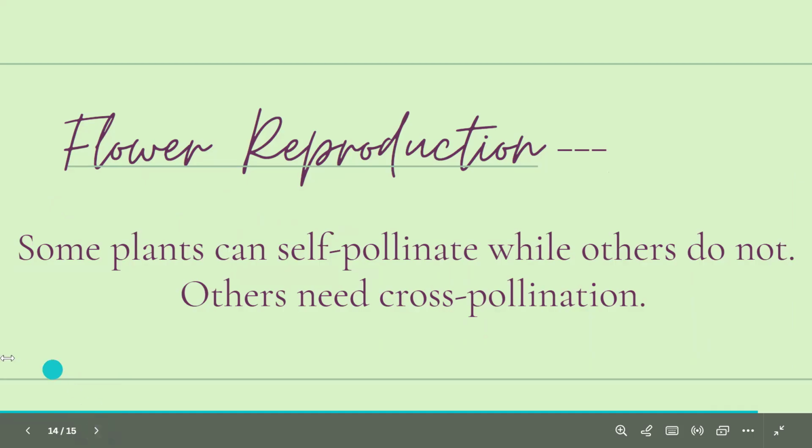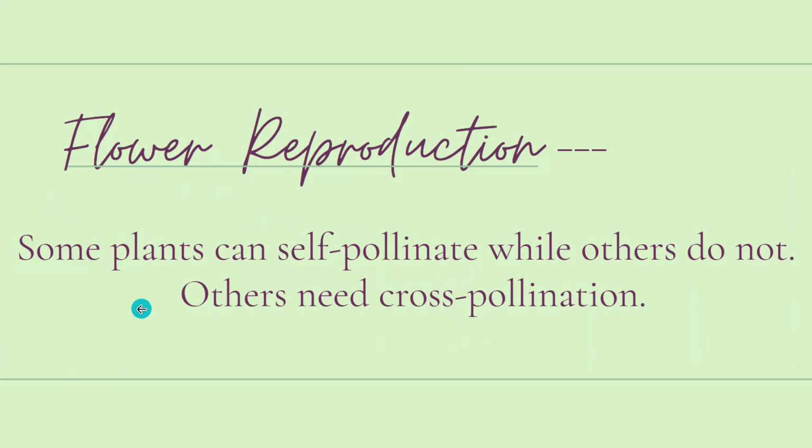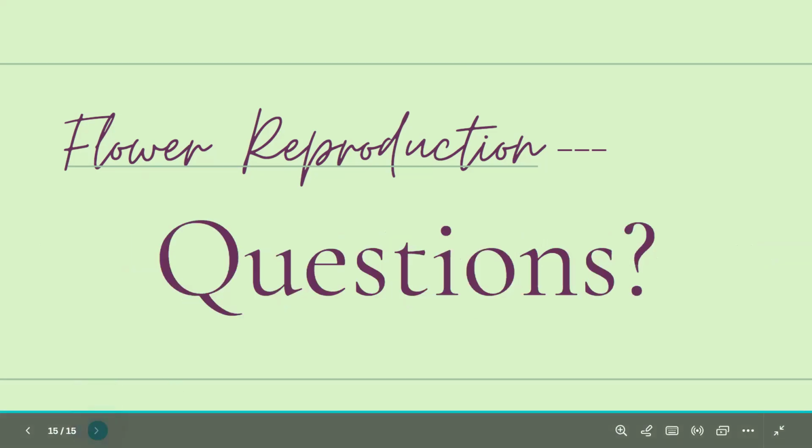And then this is just a note. Some plants can self-pollinate while others do not. So some have both the male parts and the female parts on one plant. Others are all female, while others are all male. And some just need to have that connection with a secondary plant. So the more you know.